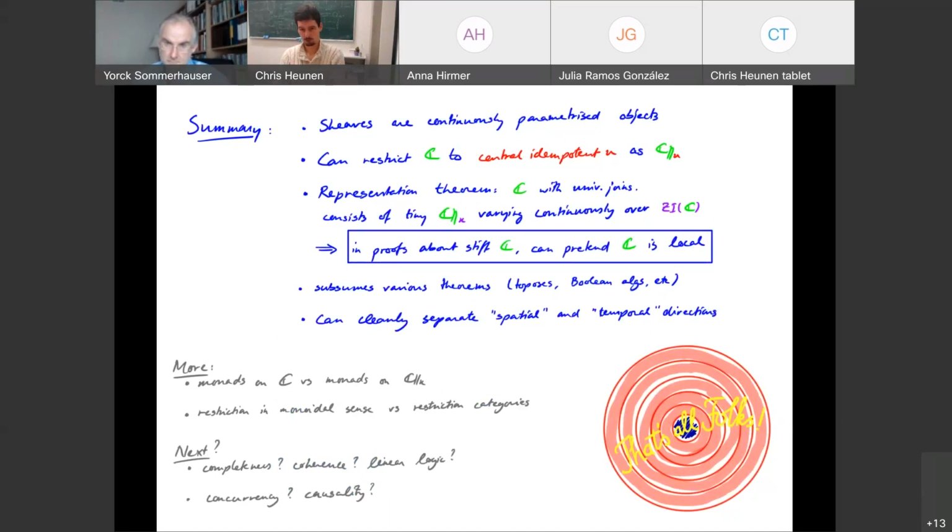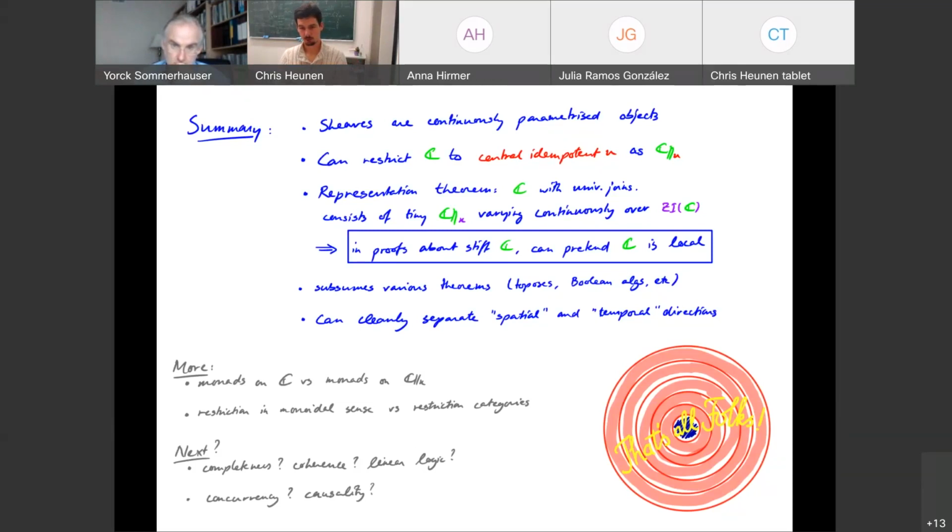We computed the stalks and we proved this representation theorem, saying that if the big category has universal finite joins, then it consists of continuously varying tiny categories C restrict X that vary continuously over this base space of central idempotents of the big category. And the upshot of that is that if you want to prove anything about a stiff category, you can just pretend that the thing is local, if that makes your proof easier.